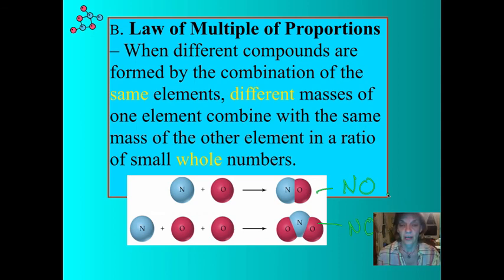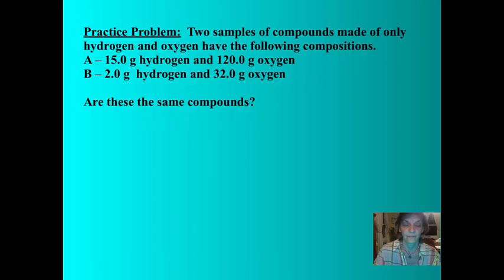And it turns out when different compounds are formed by the combination of the same elements, different masses of one element combine with the same mass of the other element in a ratio of small whole numbers. That sounds really complicated. Let's look at an actual example. So let's say we have two samples of compounds made only from hydrogen and oxygen. They have the following compositions: 15 grams hydrogen and 120 grams of oxygen, and 2 grams of hydrogen and 32 grams of oxygen.